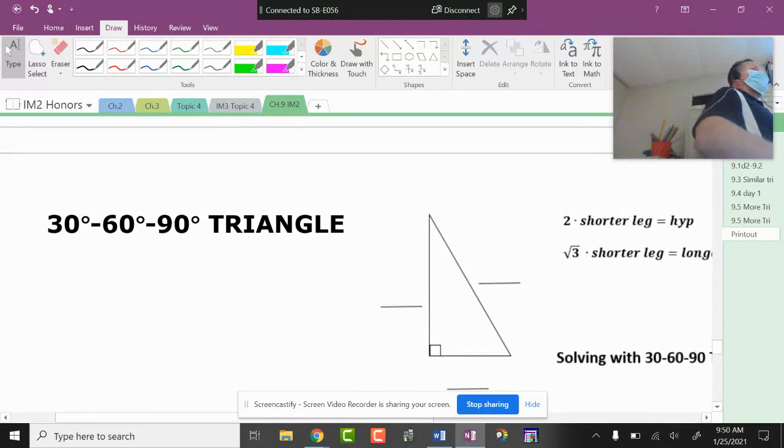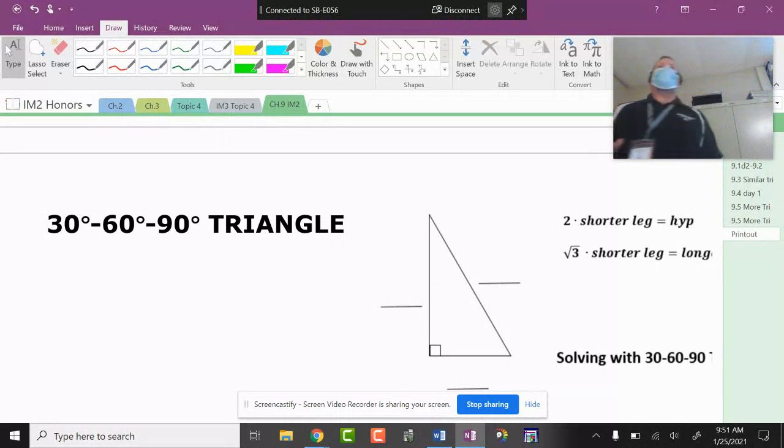Like the whole semester, they have to know 45, 45, 90s and 30, 60, 90s. Ginormous. Okay, so going to skip to the 30, 60, 90s as we finish. I'll probably in the video do a couple more 45, 45, 90s and then really hit the 30, 60, 90 relationship so you can get it memorized. Try to keep it at about 15 minutes for you tomorrow.